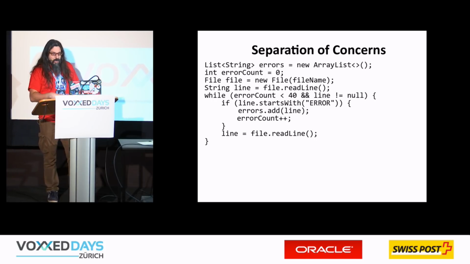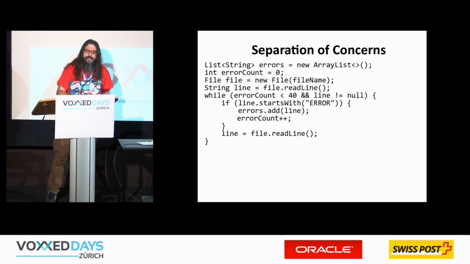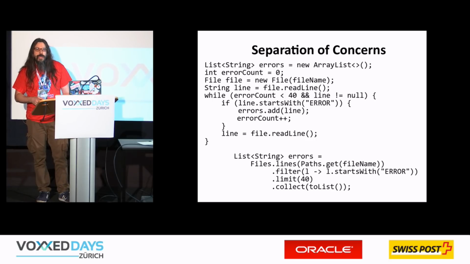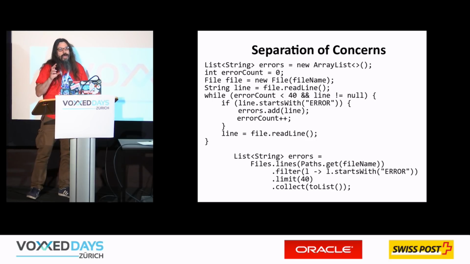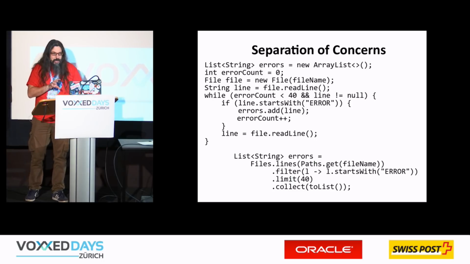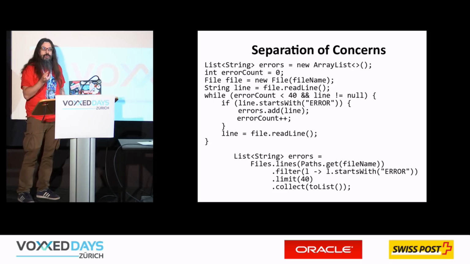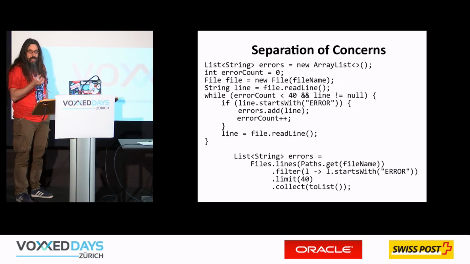Let's try to write this using a stream in a declarative way, in a functional way. You can do something like this, okay? And I don't want you to focus on the fact that this second version is more compact, more concise than the former one, okay?